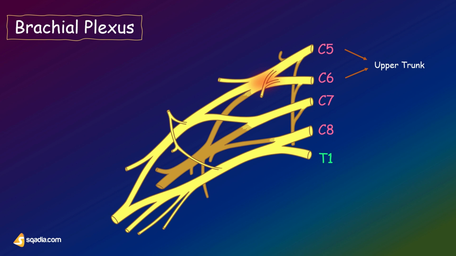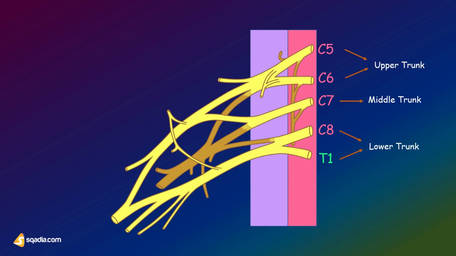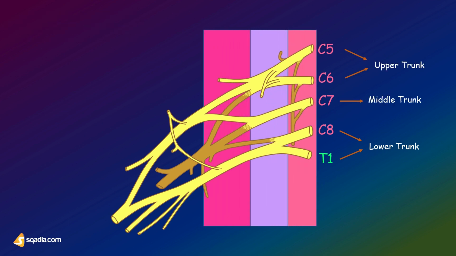The roots of C5 and C6 unite to form the upper trunk. The root of C7 continues as the middle trunk, and the roots of C8 and T1 unite to form the lower trunk. Each trunk then divides into anterior and posterior divisions.